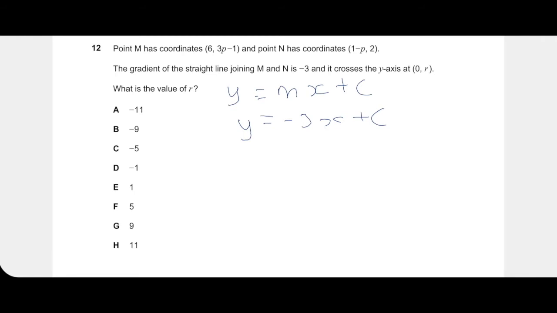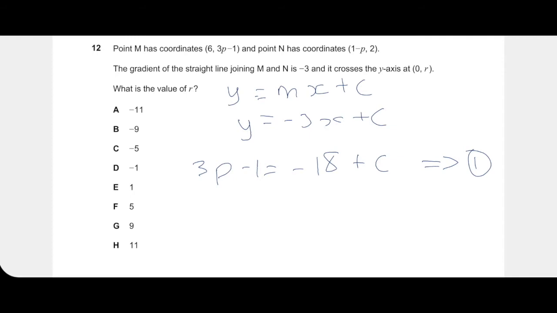So, coordinate point M, I'm going to jump a few steps here and just give the final equation. So, 3p minus 1 is equal to minus 18 plus c. So you could see that the minus 18 is referring to the mx part of the equation, and the 3p minus 1 is referring to the y part of the equation. So I'm going to call this equation number 1 for convenience sake.